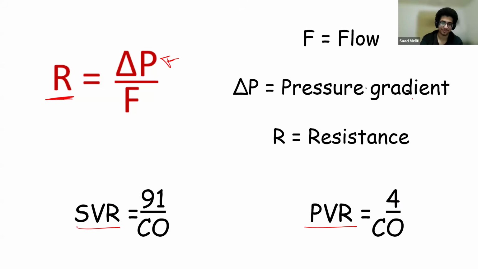Systemic, exactly. So what Abdul Jabbar wanted you guys to know, he didn't really explain why, but the systemic vascular resistance is way higher than the pulmonary vascular resistance. Now, the reason why this is important is because in the systemic system, we want to regulate the blood flow to specific organs.